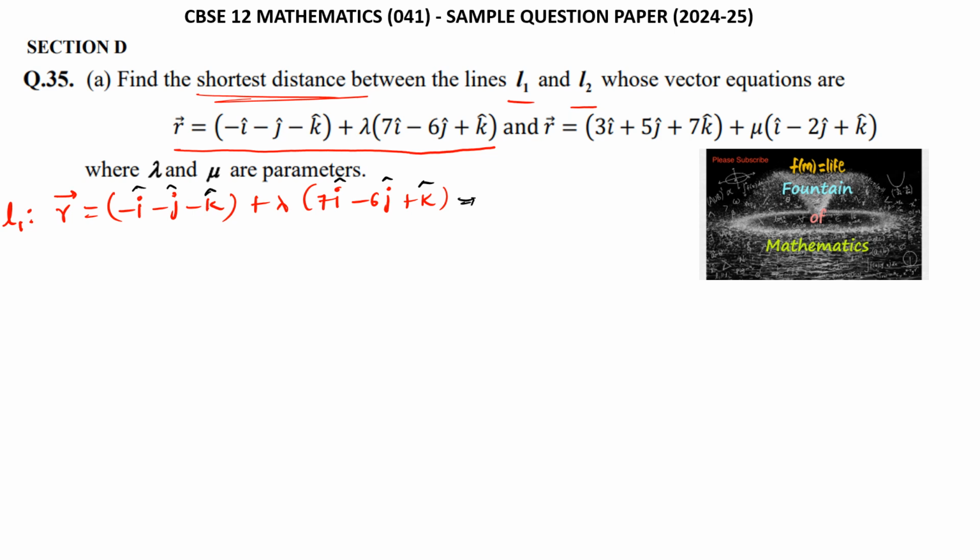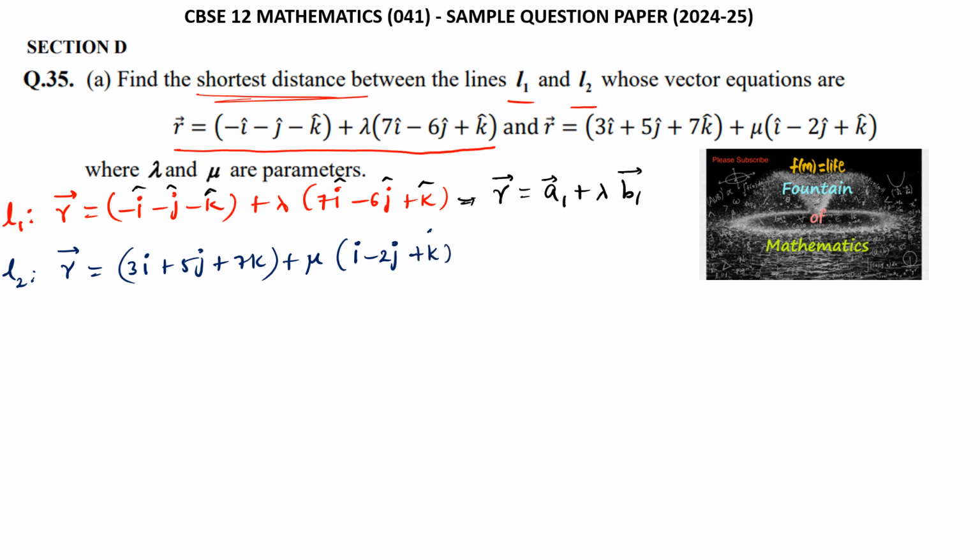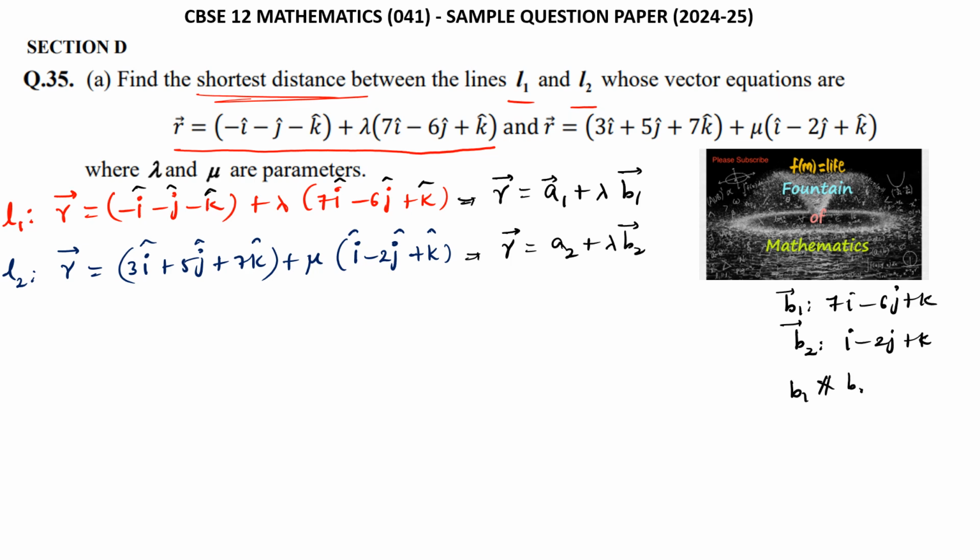Which is in the form of, we can write r = a1 + λ b1. And now the second line equation, r = 3i + 5j + 7k + some constant μ times (i − 2j + k). So let us consider it is in the form of r = a2 + λ b2. So here the b1 vector is 7i − 6j + k, and b2 vector is i − 2j + k. So clearly we can say that b1 and b2 are not proportional, or b1/b2 is not constant. So b1 is not parallel to b2.